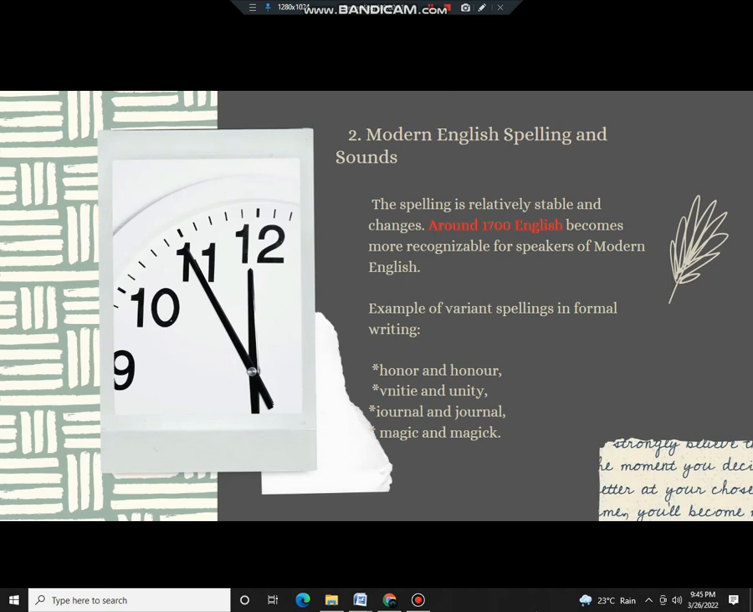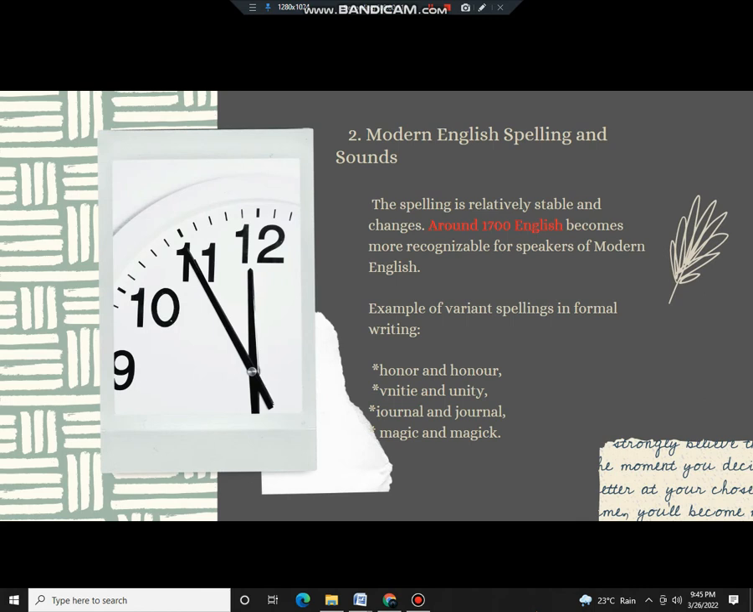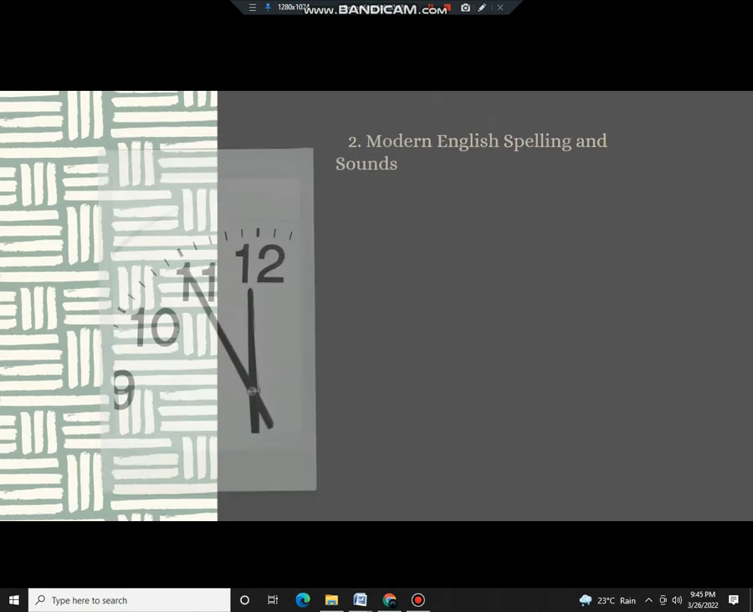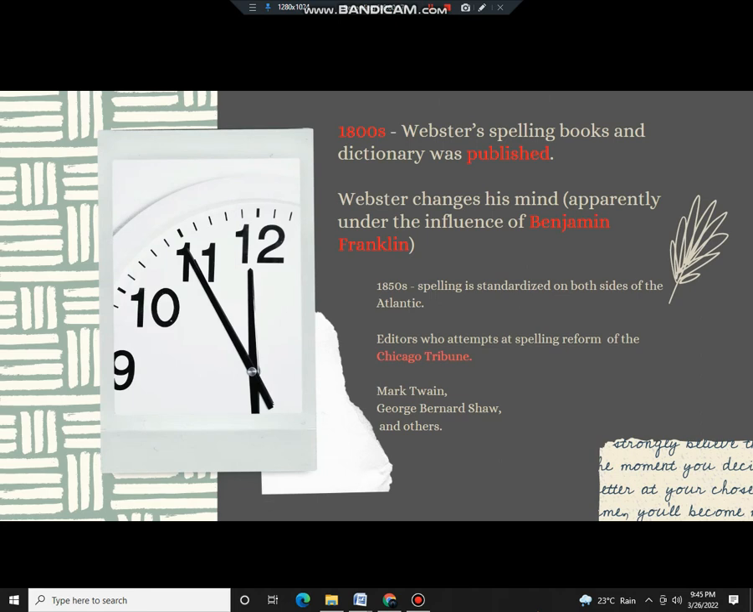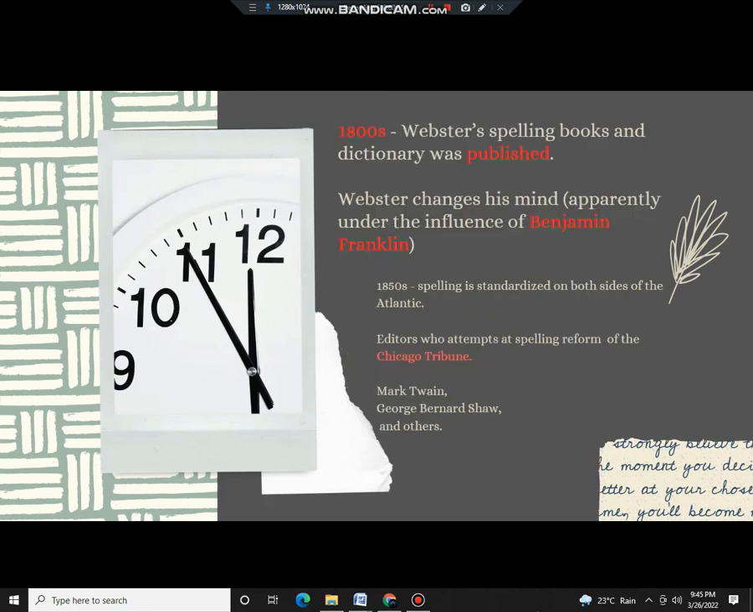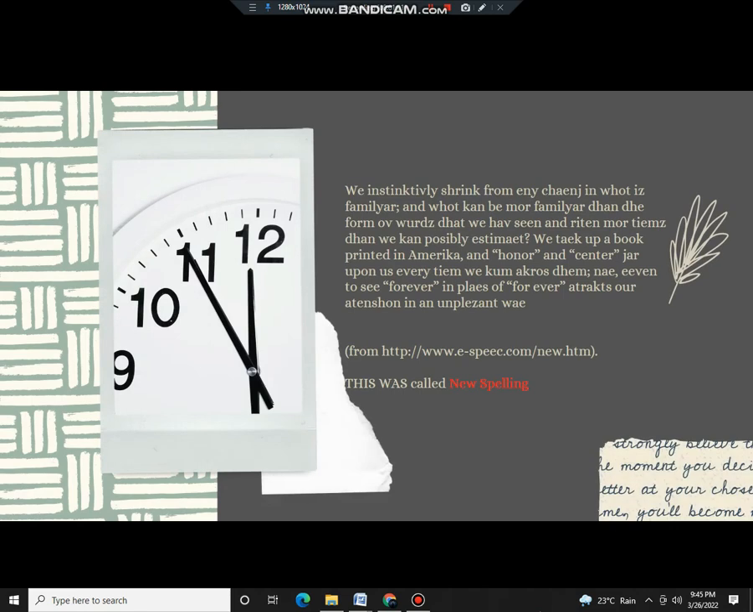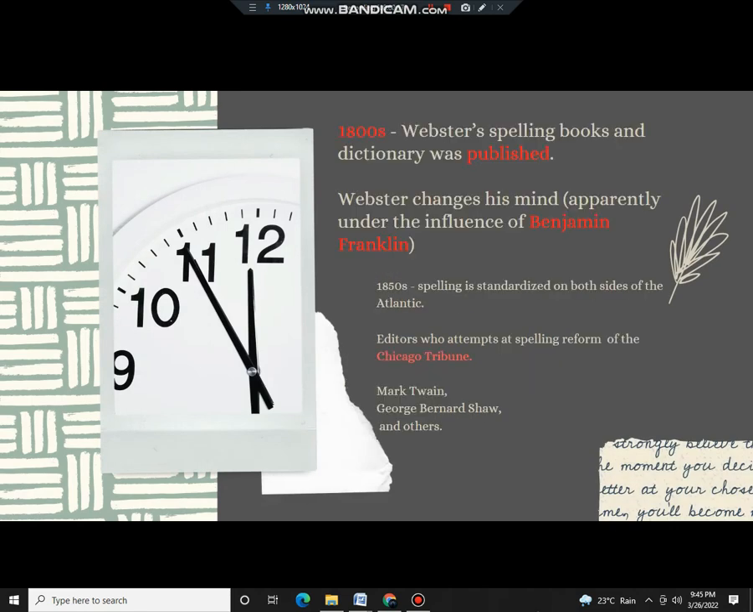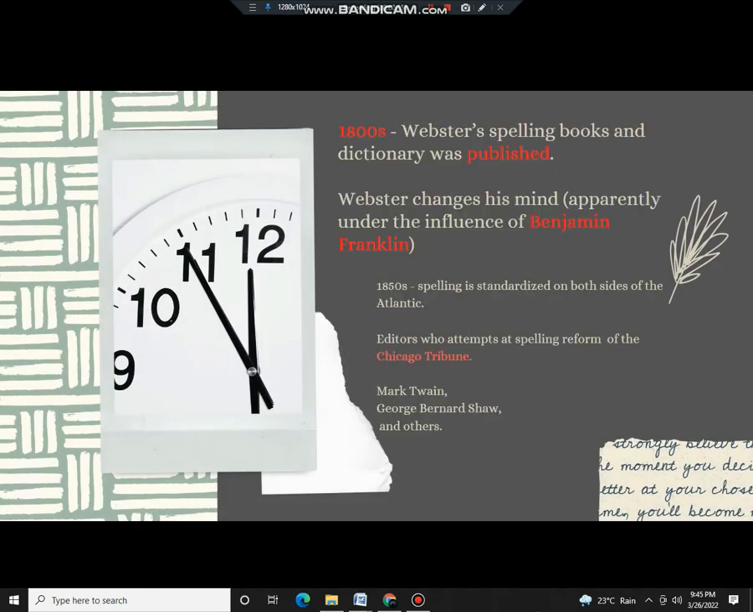For example, honor. Yung spelling niya, di ba, dalawa yung klase ng spelling ng honor. Meron siyang N-O-U, meron ding N-O-R lang siya. And so on. Webster's spelling books and dictionary were published in the 1800s. So dito, binago ni Webster, he changed his mind apparently under the influence of Benjamin Franklin. So ito yung sa 1850s naman, spelling is standardized on both sides of the Atlantic.